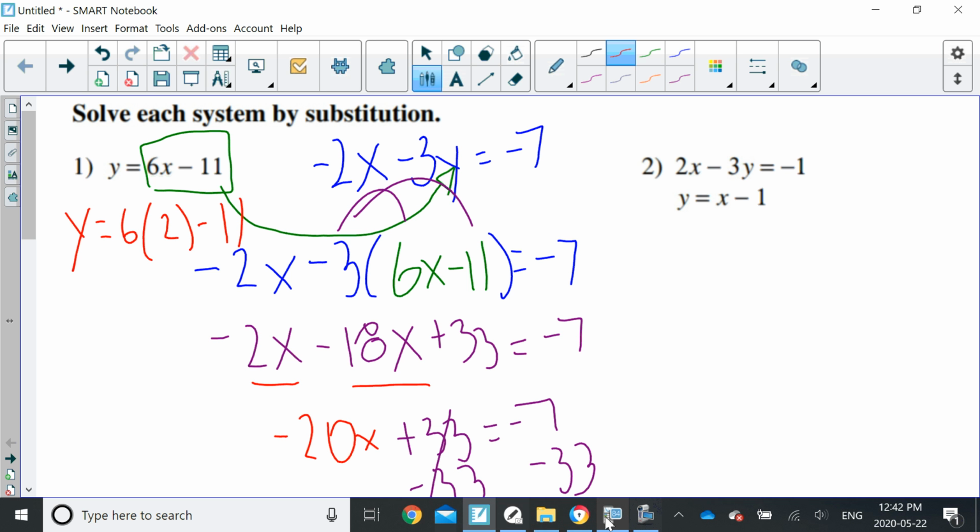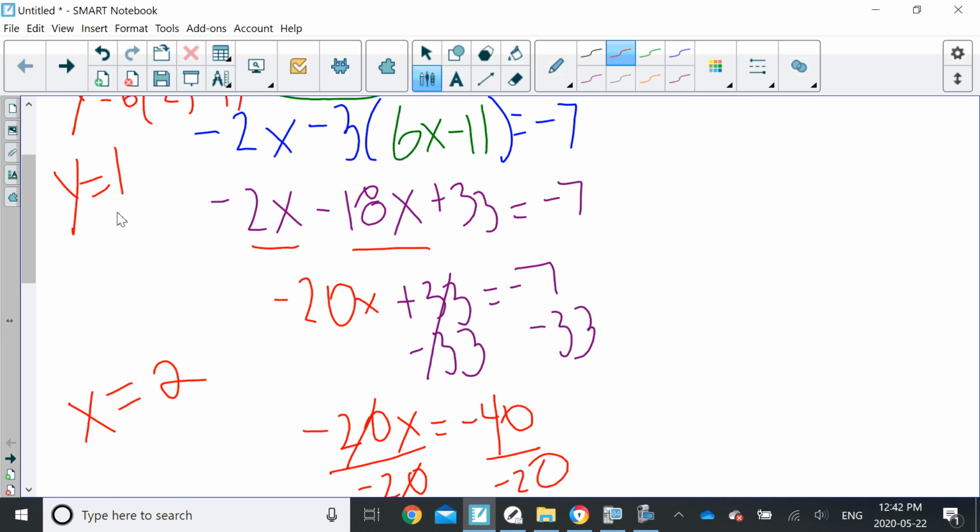And honestly, let's do that on our calculator. 6 times 2, even though that's going to be an easy number, but let's just, oh, my calculator's not working. 6 times 2 is 12. 12 minus 11 is 1. Y is equal to 1. I'll tell you right now that on your test, it is going to say, give your answer as an ordered pair. So remember that an ordered pair is always x comma y. So if this was a test, you would be saying 2 comma 1.